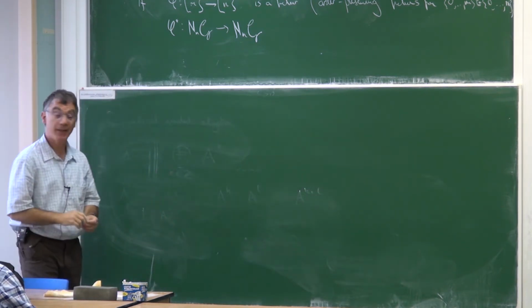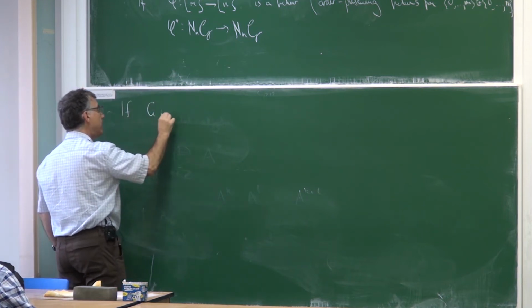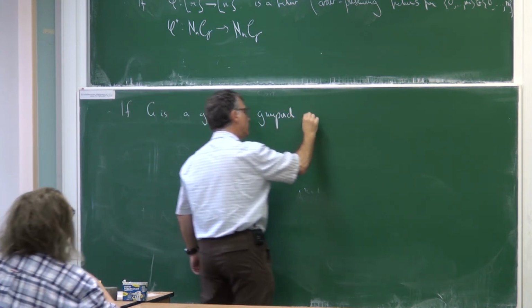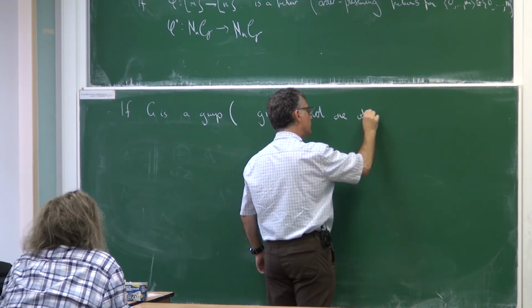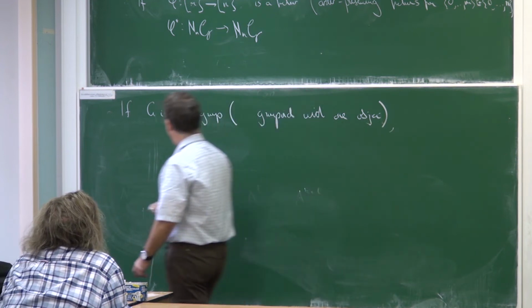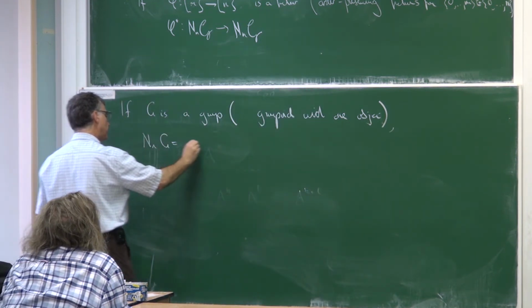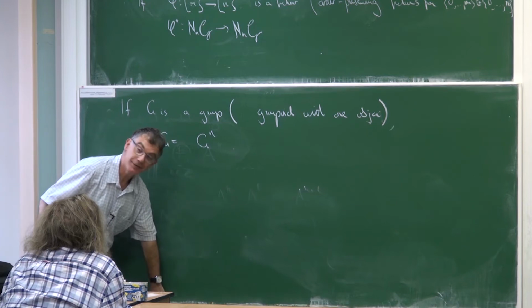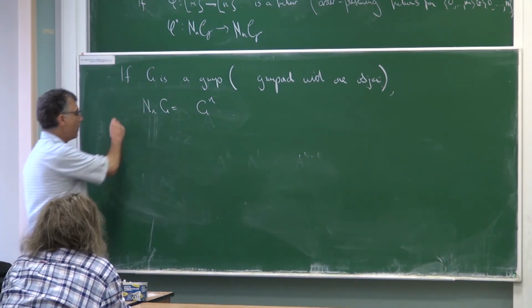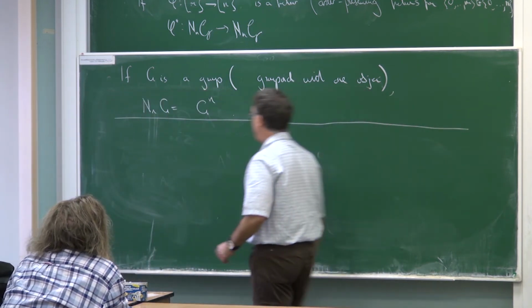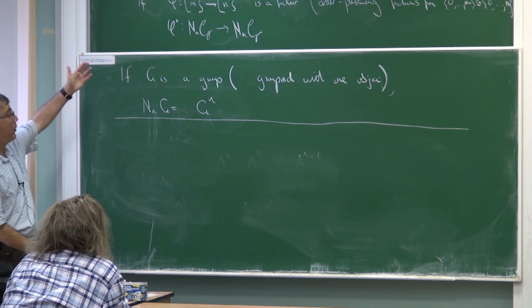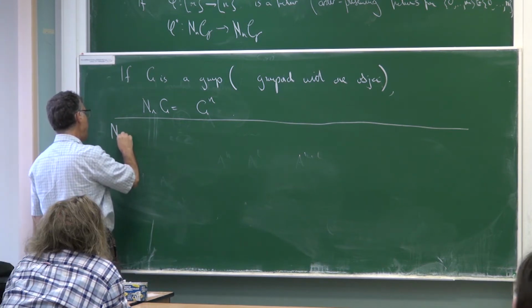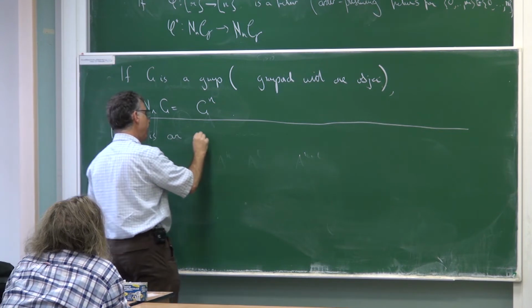So for example, if I apply this to a group, so if G is a group, that's a groupoid with one object, then the nerve is just a product of n copies of G with itself. You can check that. So I want to explain to you, this resulting thing that we get is called a simplicial set. So N of G is an example of a simplicial set.